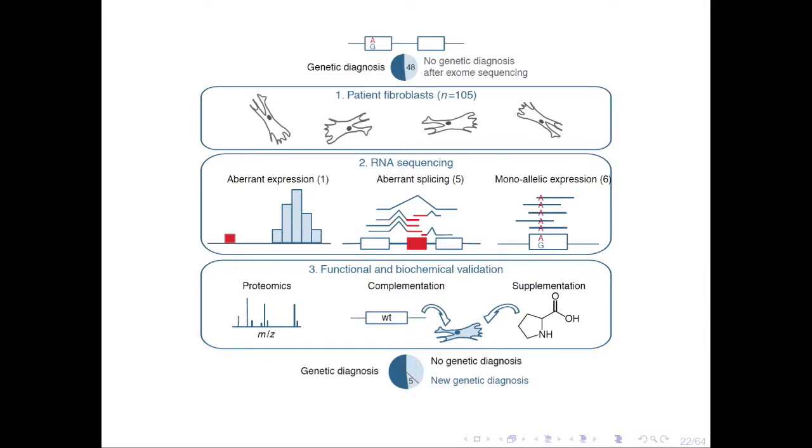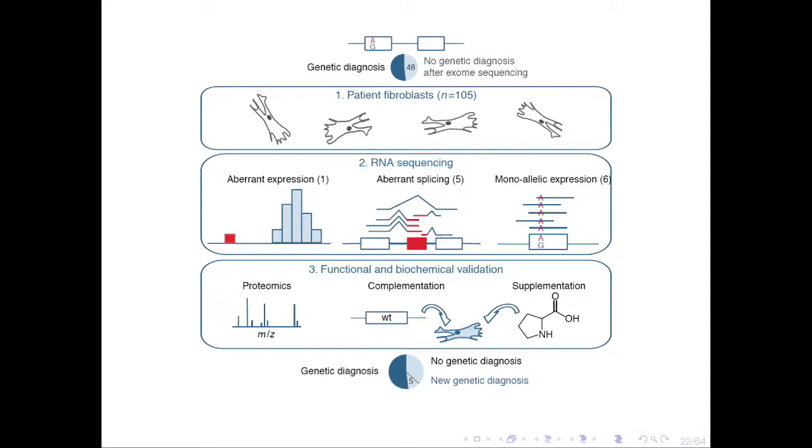So what this group did was to take fibroblasts from these patients, from blood, and do RNA sequencing. And then they looked at 3 different things. So they looked at aberrant expression, so expression outliers. They looked at aberrant splicing using leafcutter. And they also looked at monoallelic expression, which I'm not going to go into. They also did some nice functional and biochemical validation of the dysregulated events that they found.